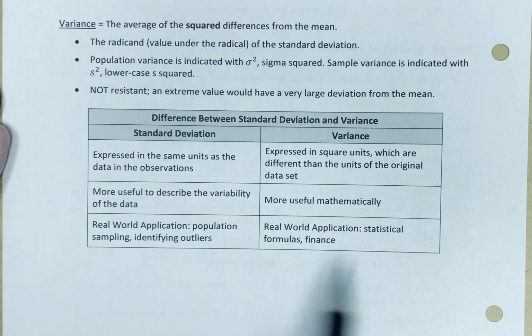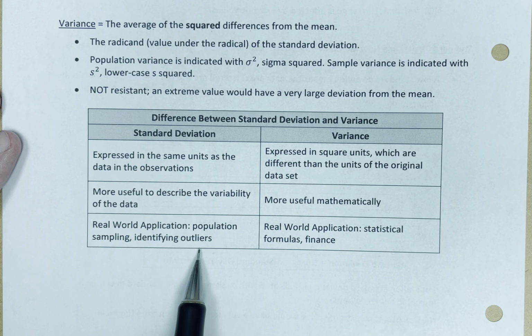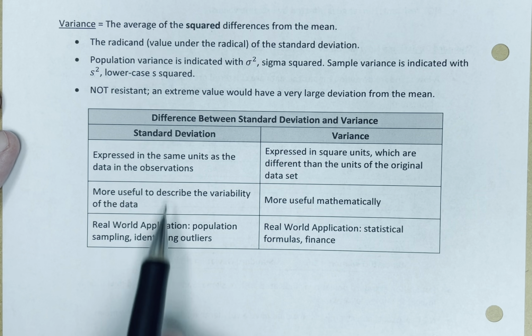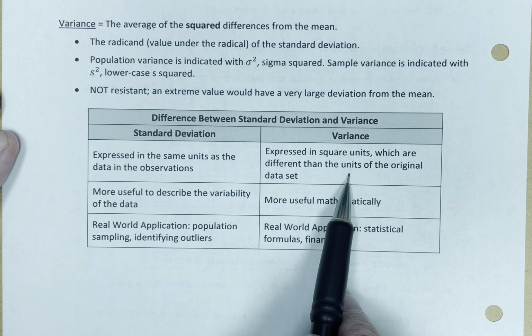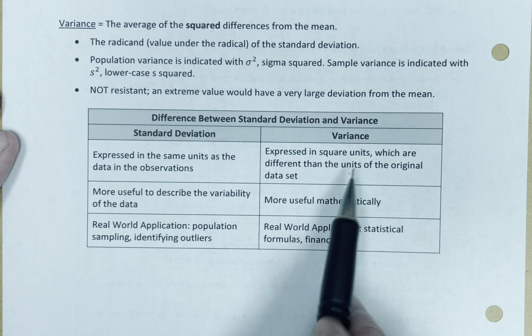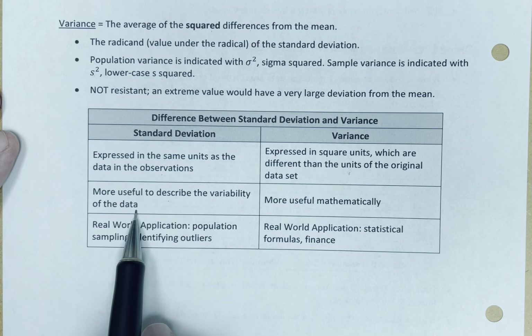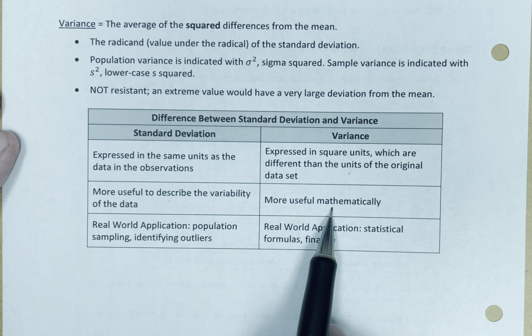I try to keep this table more simple for our class. Standard deviation in the left column, variance in the right column. The key one is probably here. The standard deviation is expressed in the same units as the data in the observation, whereas the variance is expressed in square units that are different from the units of the original data set. This is more useful to describe the variability of the data, more useful statistically. This is more useful mathematically.